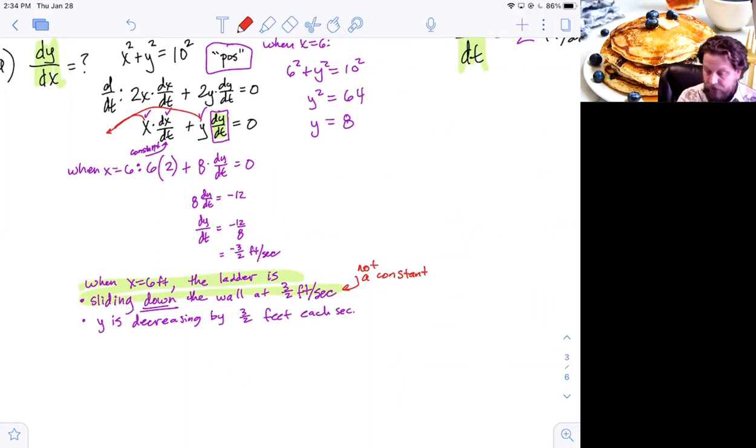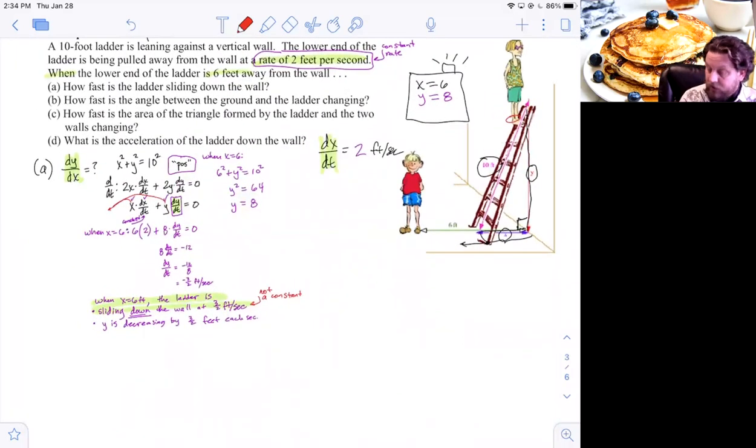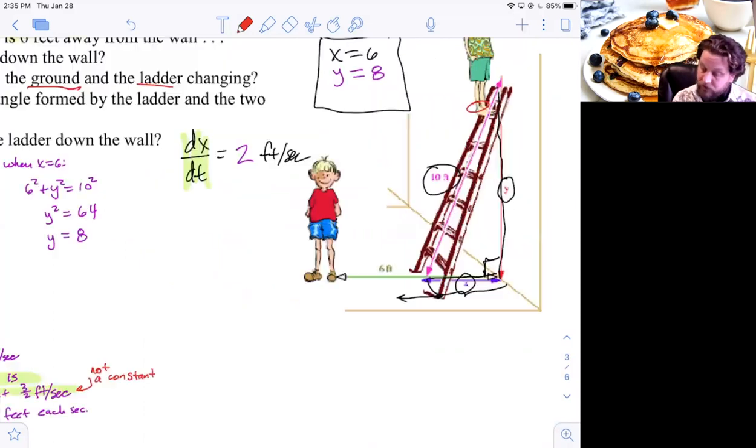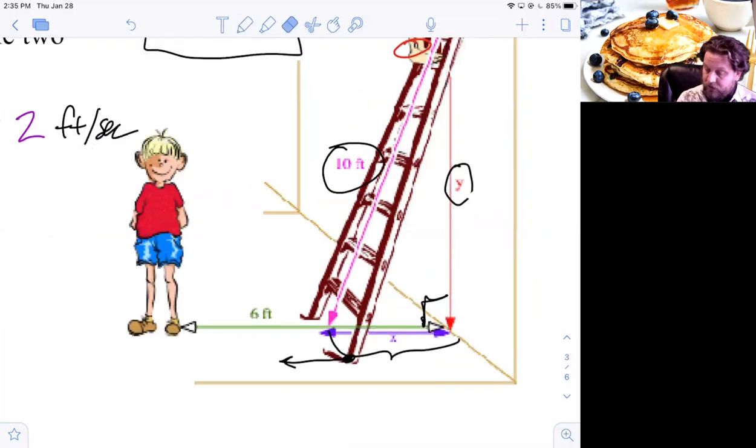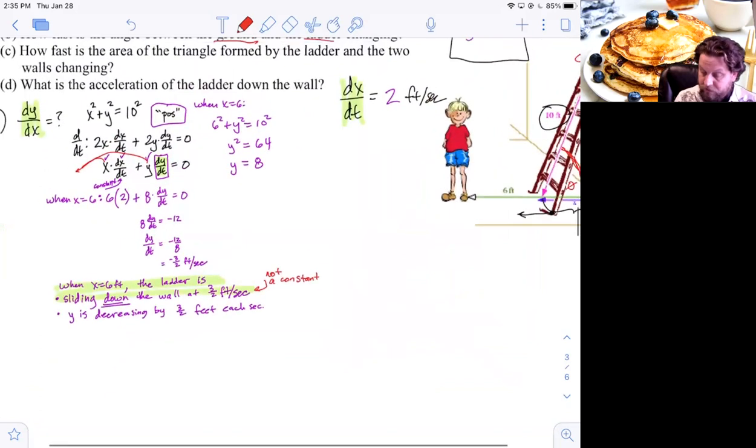Very important. All right, what else can we talk about in this wildly amusing scenario? At that same moment in time, how fast is the angle between the ground and the ladder changing? All right, so let's come back over here. And the angle between the ladder and the ground. So that's this angle here. What do you want to call it? I like theta. Call it whatever you want. So on part B here, I'm looking for d theta/dt. That's my target.